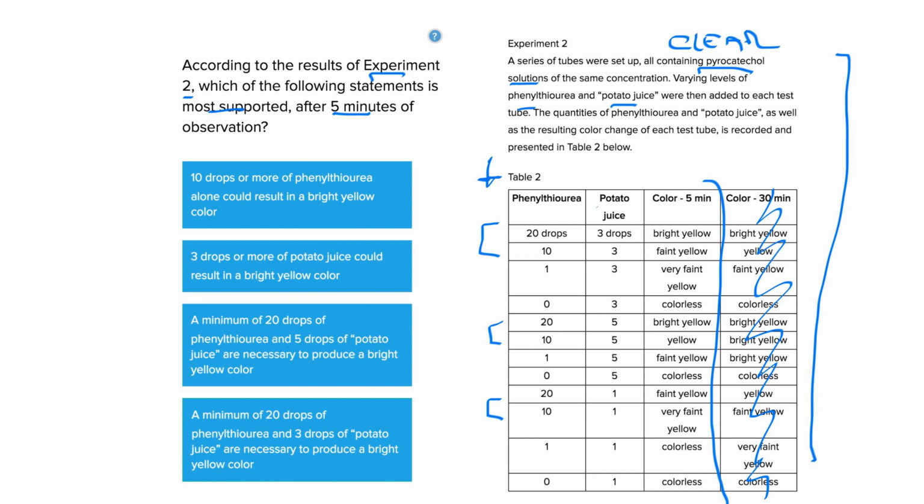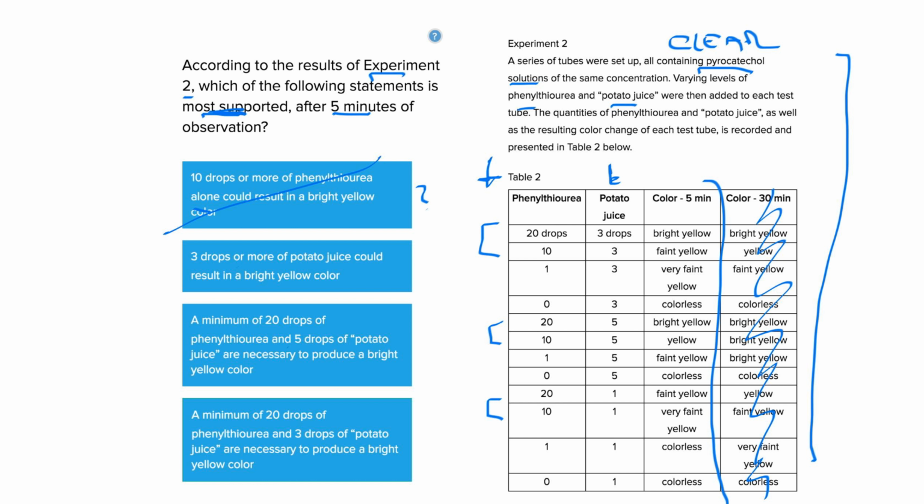But then, since it says alone, we would need 0 drops of potato juice to also be added to the Procatocol. But we have absolutely no example here in the potato juice column of 0 drops. So we can't really tell. Maybe, but then that wouldn't be most supported. So that likely crosses this out as the answer choice.